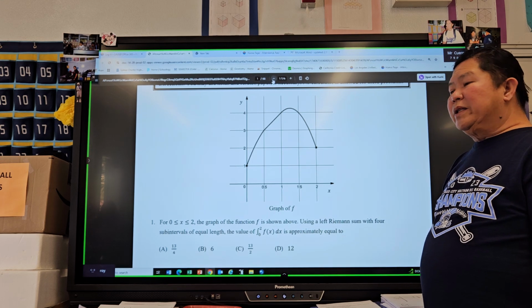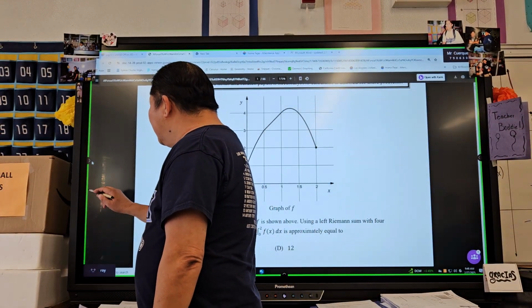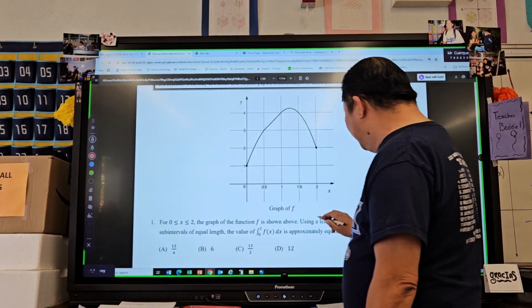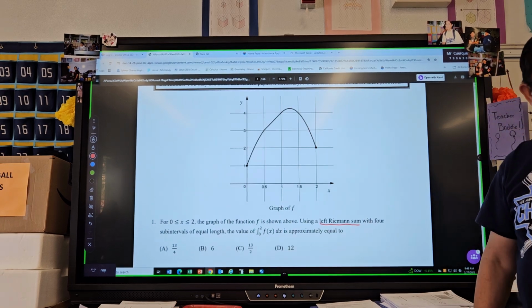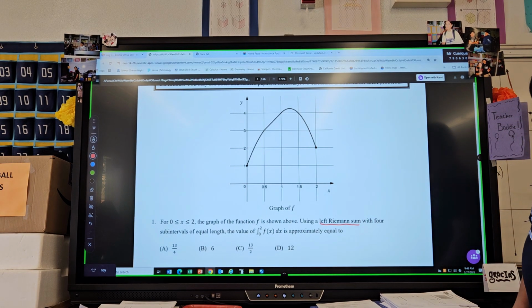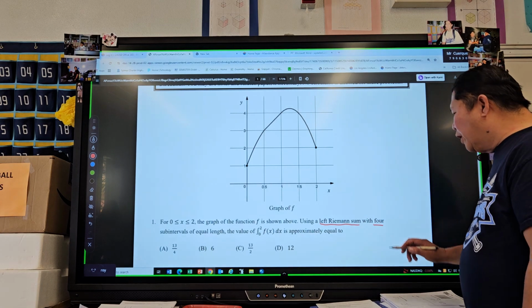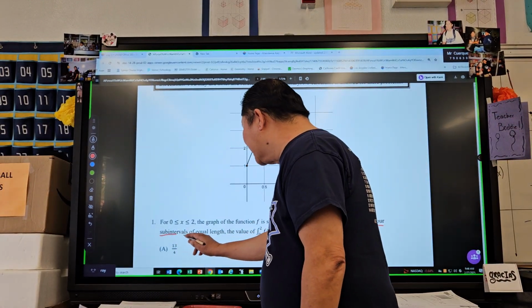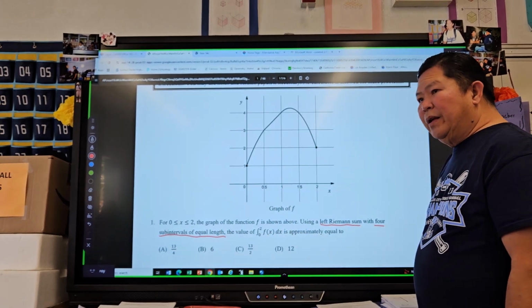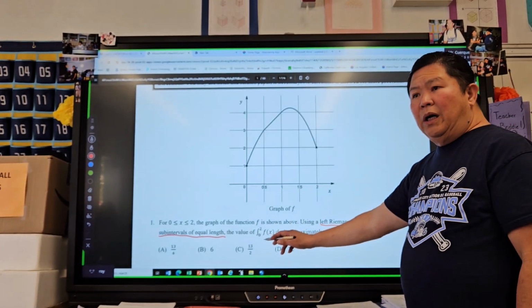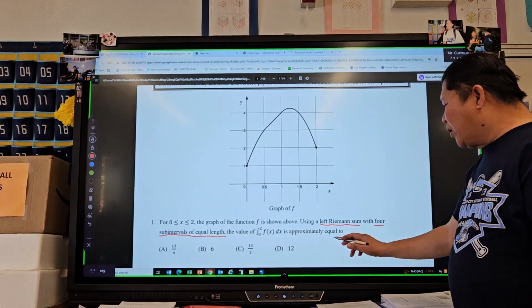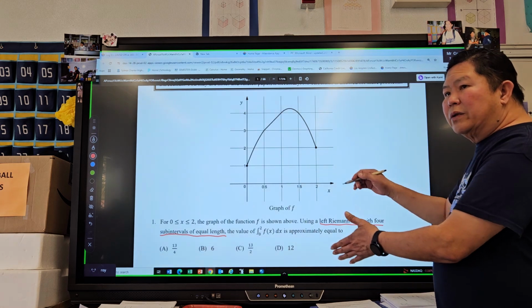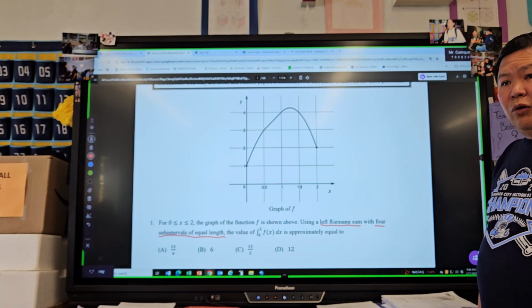Left Riemann sum. So that's the first thing that you're gonna understand in the problem: using left Riemann sum. Can you highlight the one or underscore? Then how many sub-intervals? 4 sub-intervals of equal length. And we have the value of the integral from 0 to 2 of f of x dx is approximately equal to, so we're gonna solve for it. So 4 sub-intervals.